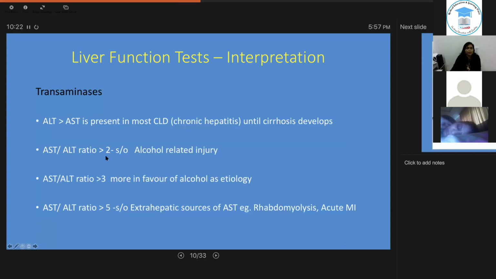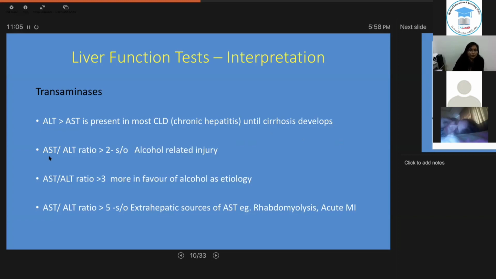Normally we see that ALT remains more than AST in most cases of liver diseases until the patient develops cirrhosis. Once cirrhosis develops, this ratio becomes opposite. Once cirrhosis is there, AST becomes more than ALT. So this is a very important parameter. Say we are following a patient of chronic hepatitis B over a period of time. We see ALT is more, and next time, after 2 years, the person comes and now AST is becoming more. We must look for cirrhosis development in that particular patient.